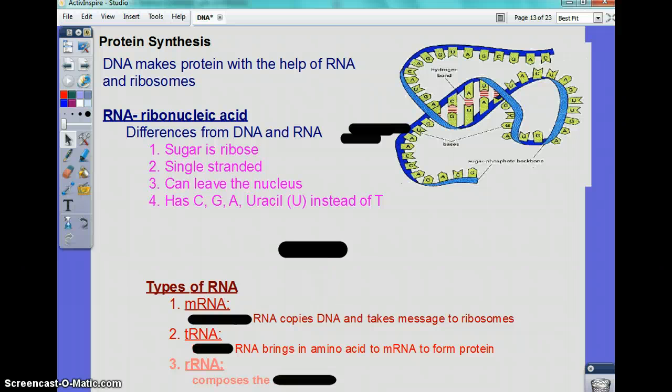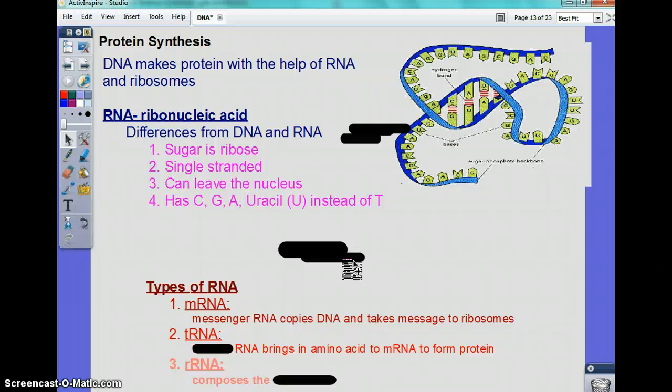3 types of RNA. mRNA, tRNA, and rRNA. And the letters represent the meaning. So M is going to be what? Messenger. It's messenger RNA, it copies DNA and takes the message to the ribosome. So it's the RNA that holds the message. At the end of the day, it's the same thing. It's just the functionality of the RNA varies, so they give them different names.